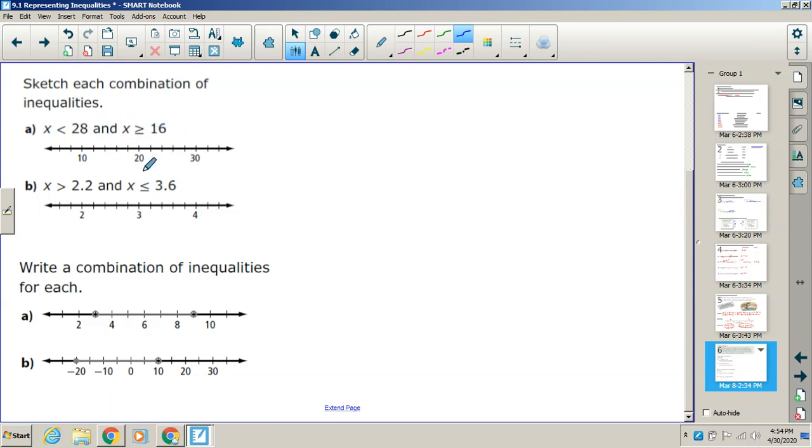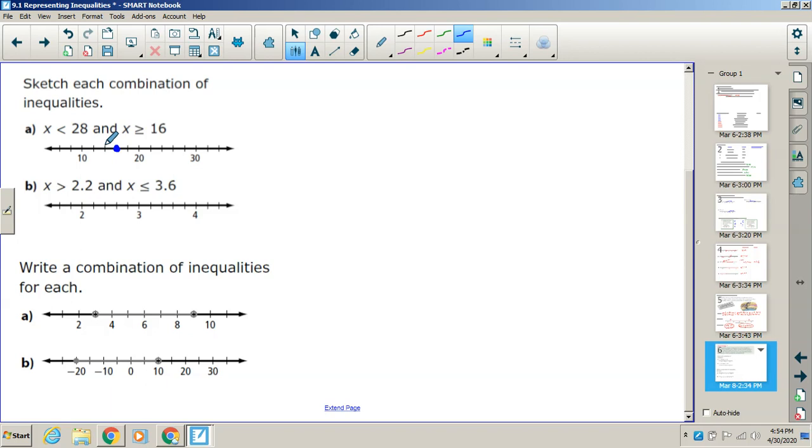28 is. If I look at this number line, it looks like we're going by twos: 10, 12, 14, 16, 18, 20. So x is greater than or equal to 16. Again, that will be a closed dot because it is greater than or equal to. Okay, it can be 16. So there's 12, 14, 16. Right there, I would put a closed-in dot.